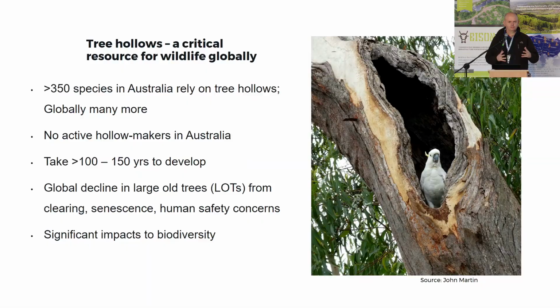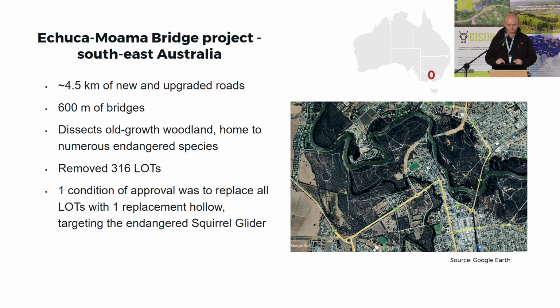So tree hollows are a really critical resource for wildlife around the world. Within Australia, there's more than 350 different species that rely on tree hollows, many more around the globe. In Australia, we don't have any active animals that make hollows like woodpeckers, so it takes 100 to 150 years for a hollow to develop, particularly large ones like you see in the photo. And there's a global decline of large old trees around the world.